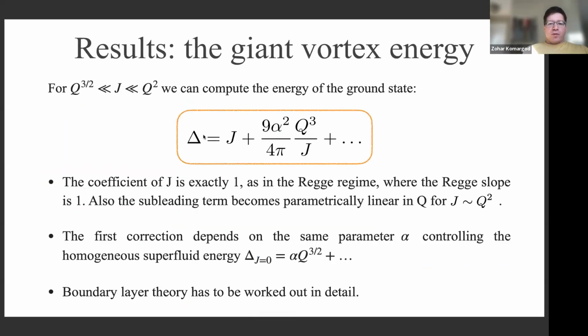Okay, so we computed the energy of the giant vortex, and lo and behold, it's exactly linear in J, like in Regge theory. So we went all the way from q to the 3/2 to linear in J, and the slope is exactly 1. So we matched exactly with Regge theory.